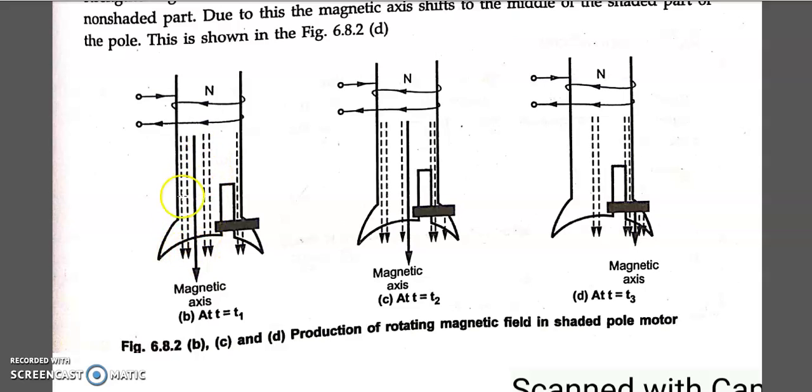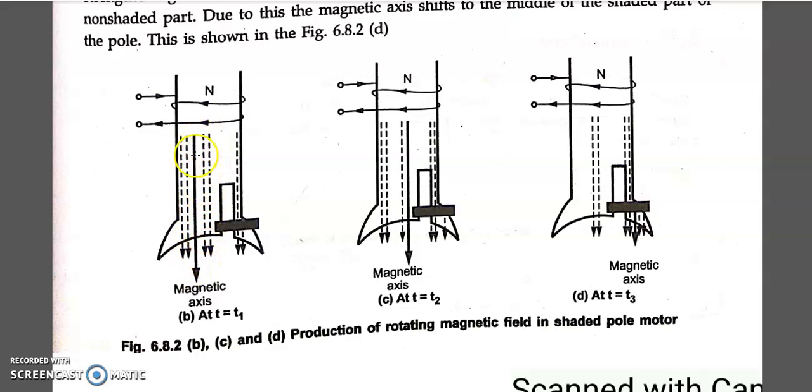Here the flux is more on the left part of this pole when compared to the right part. So this part will be our left part and this part will be our right part. Here the crowding of flux is less, and here the crowding of flux is more. And wherever the crowding of flux is more, there we will have the magnetic axis.